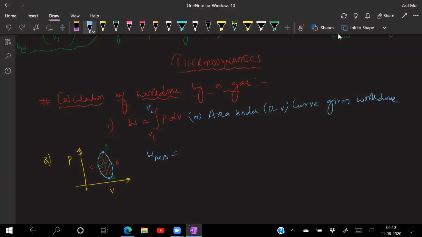When you're going from A to C, is volume increasing or decreasing? Decreasing. Yes, so I can write the work done from ACB is the work done to move from A to C, which is negative, plus the work done from C to B. When you're going from C to B, what is happening to the volume? Increasing. So work done will be positive.